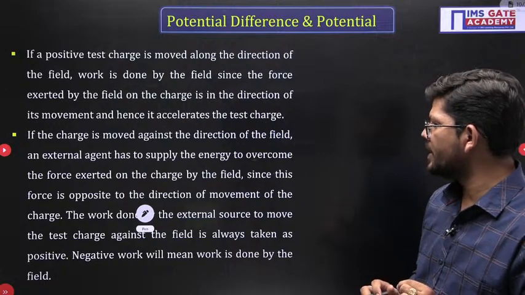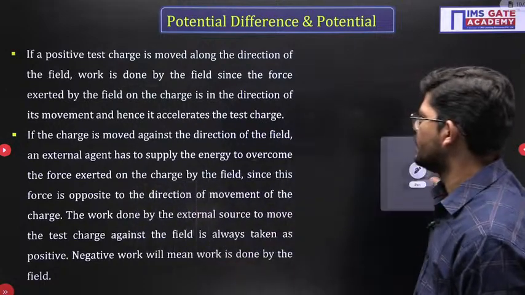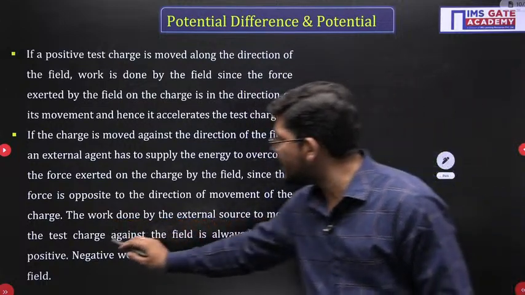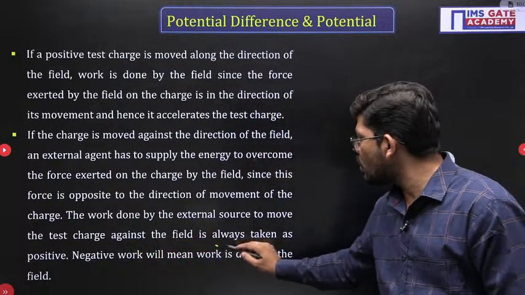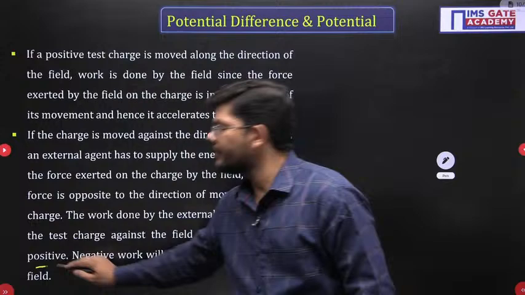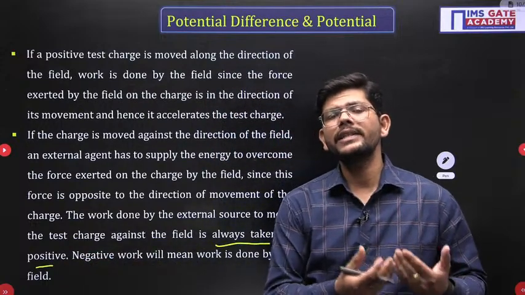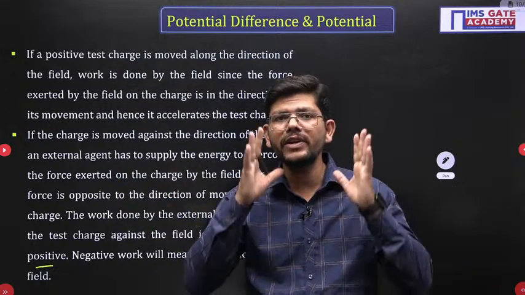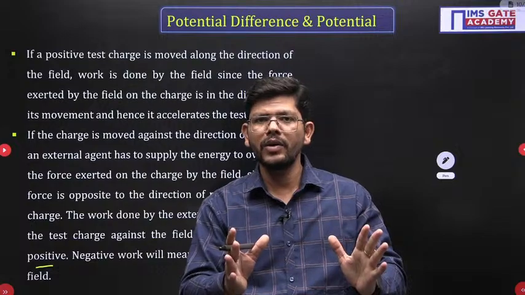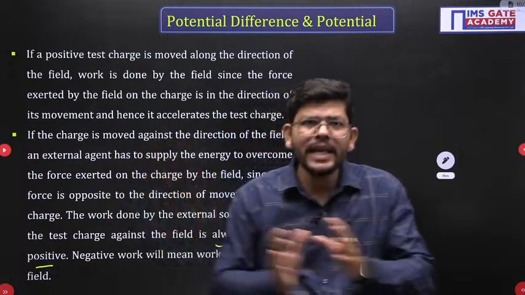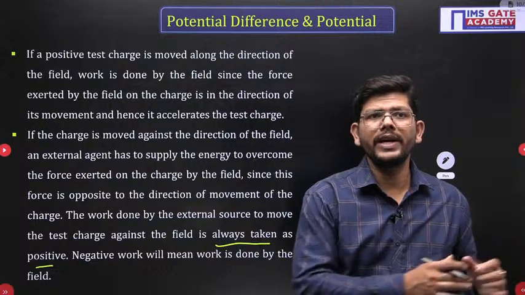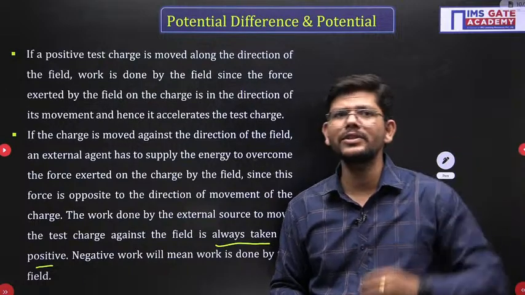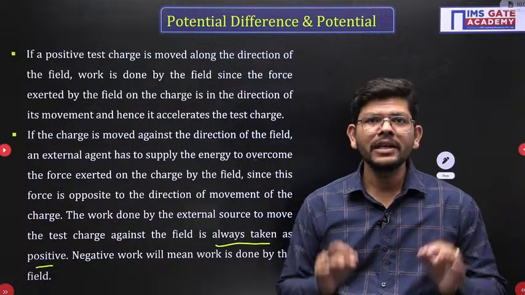Now what is very important is that the work done by the external source to move the test charge against the field is always taken as positive. If some external source is supplying some energy to the charge when it is moving against the direction of the field, that work will always be taken as positive. If the charge is moving in the direction of the field, work is done by the field, and that work with respect to the external source will always be taken as negative.